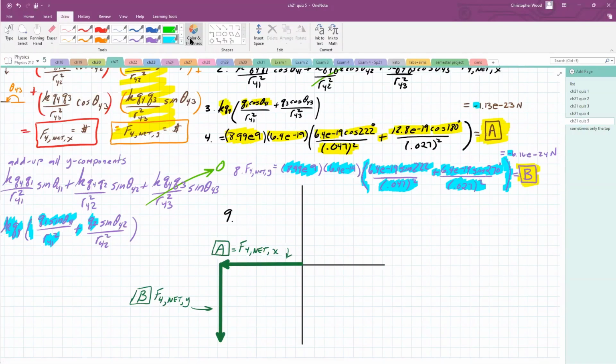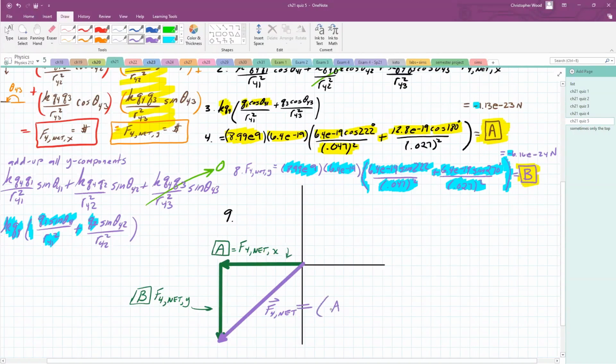So this is the magnitude. It looks like this vector right here. This is the magnitude. This gets labeled the net force acting on particle 4. It's right there. That's it. So this is a job for Pythagorean theorem.